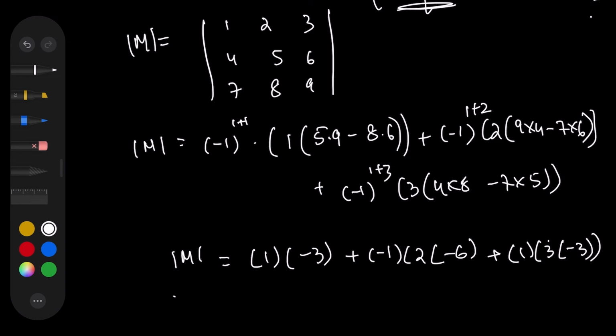So solving this further, minus 3 plus 12, 3 into 3 is 9 and you have a negative sign there, so that is equal to minus 9. So the determinant of this matrix will be equal to 12 minus 12, which is equal to 0. So the determinant of this matrix M is equal to 0.